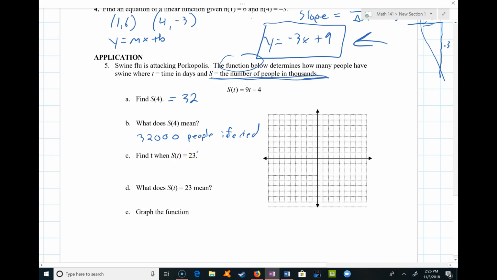Okay? Now it says find t when s of t equals 23. So that would mean 9t minus 4 is equal to 23, which means 9t is equal to, if I add 4 to both sides, 27. So t is equal to 3.